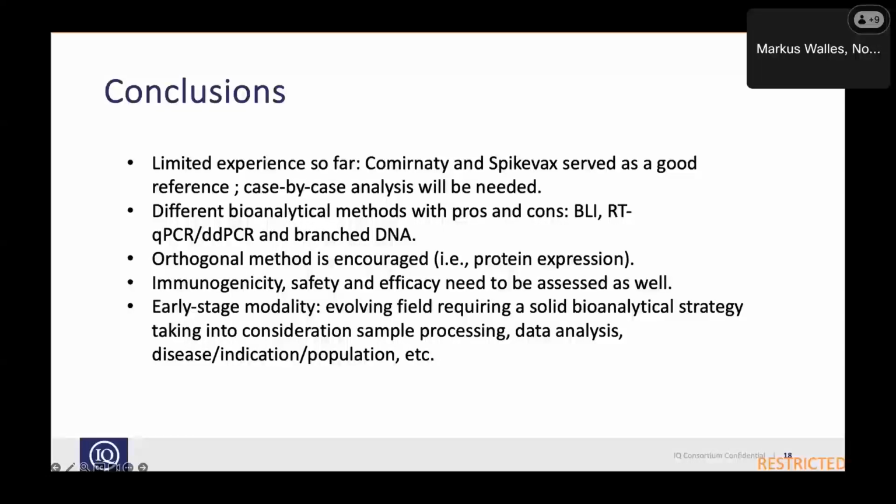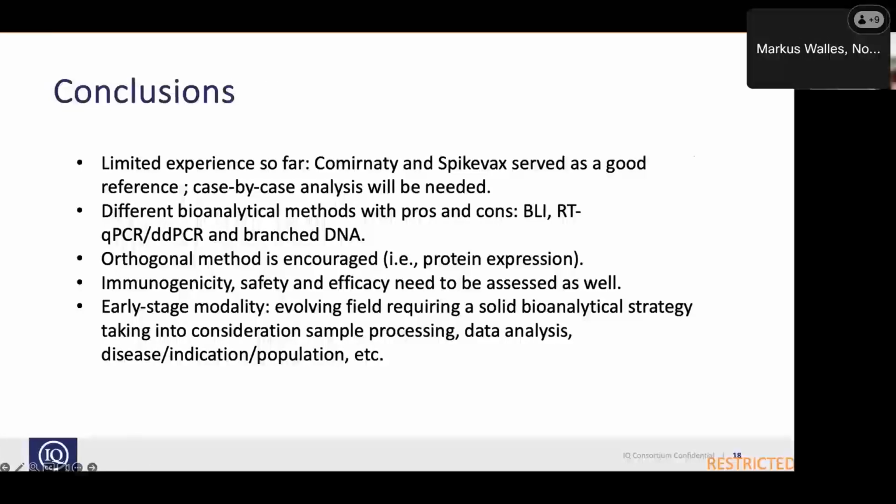For example, analyzing the expression of the protein as well as the mRNA. We have also seen that the immunogenicity assessment strategy can be very important in parallel with safety and efficacy studies. And finally, this field of mRNA therapeutics is clearly in its early stages, and therefore a solid bioanalytical strategy will need to consider multiple variables such as data analysis, disease indication, and patient population.